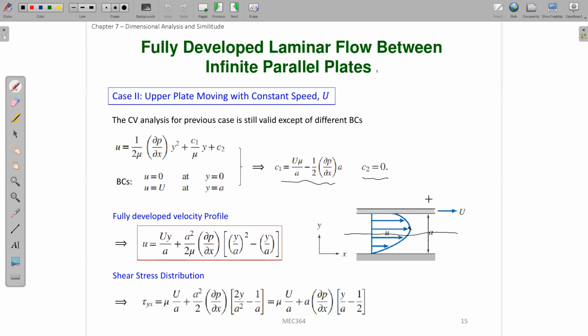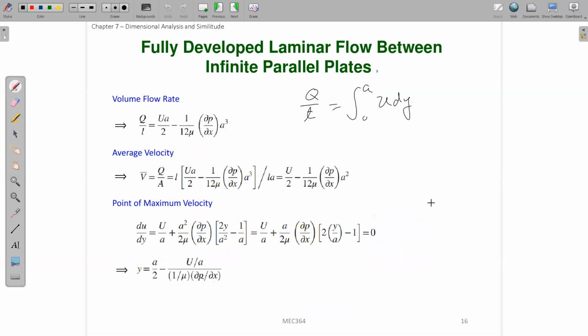It's different from the previous case. In the previous case, where both plates are stationary, you need a pressure gradient to push the flow to move. But for this case, you really do not need the pressure gradient. Why? Because the top plate is already moving, and with the no slip condition, the top plate will try to drag the flow field to move.